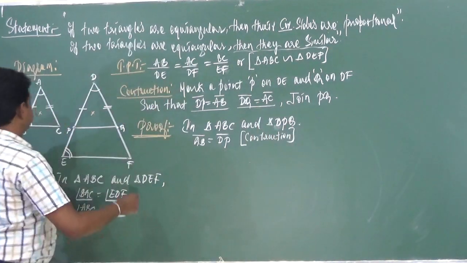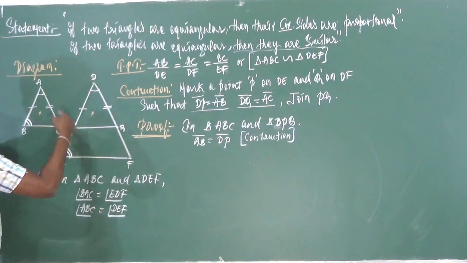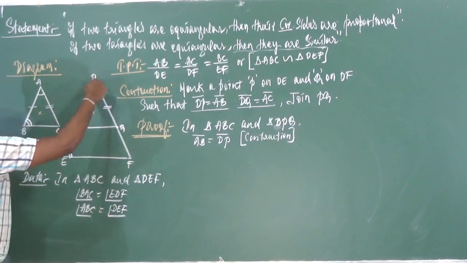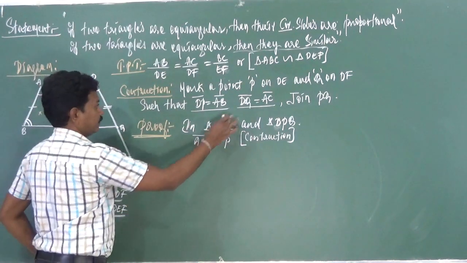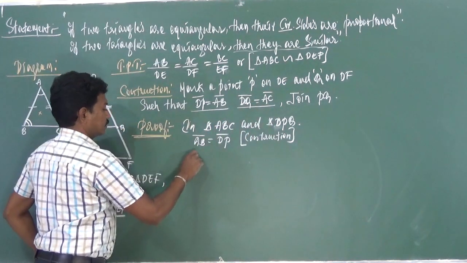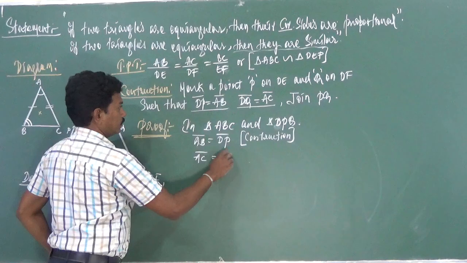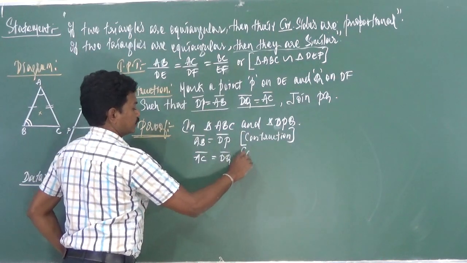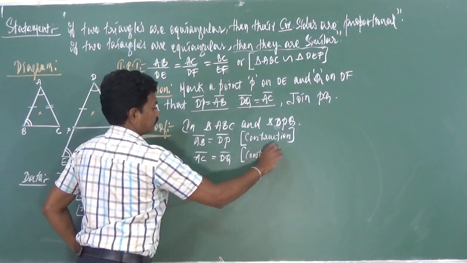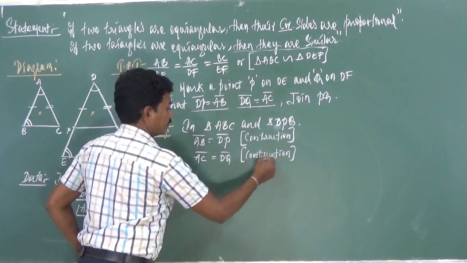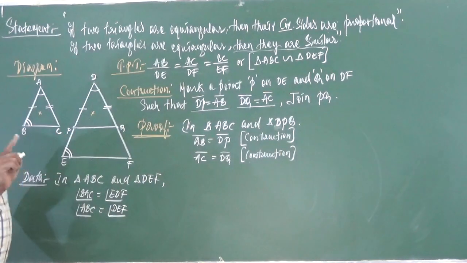Right, next. We have written AB is equal to DP. Now, AC is equal to DQ. Yes, we have got it from construction. So AC is equal to DQ. So this is also from construction. Right. Don't write short forms while proving theorems.